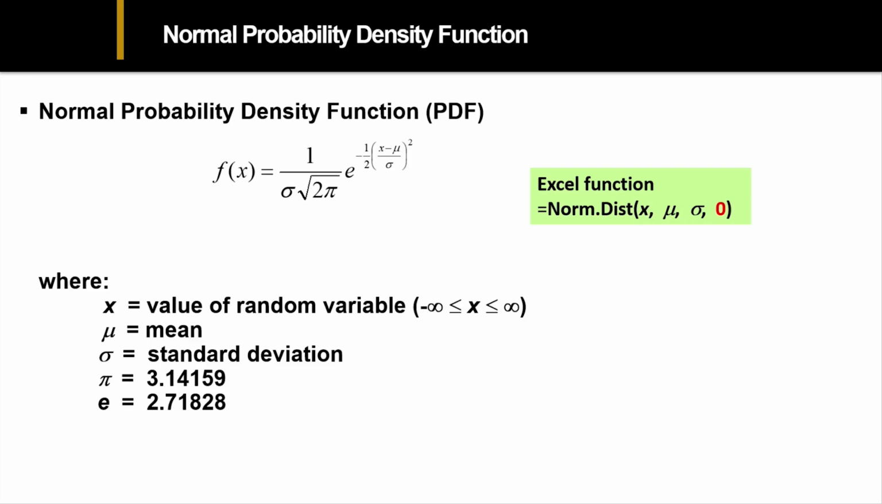In Excel, to figure out the probability given some value x, we use NORM.DIST, for normal distribution. And it takes 4 inputs right there. X, the value itself, mu, the mean of the given normal distribution, and sigma, the standard deviation, the square root of the variance, and then finally 0 if you want just the PDF.